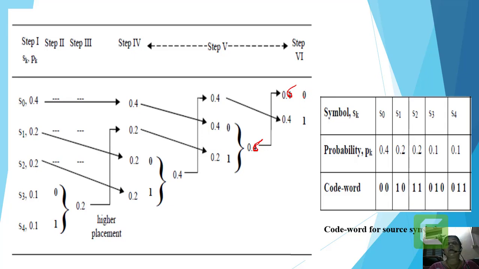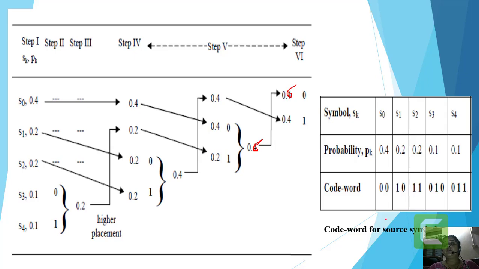So we will trace back to find the digits assigned. The first digit assignment is 0. The tracing is from this point 2, so 1 is appearing. This point 2 is traced back here. Again we are tracing back to point 2, and this point 2 is taken from point 1 with the assigned digit of 1. So its code word will be 011.